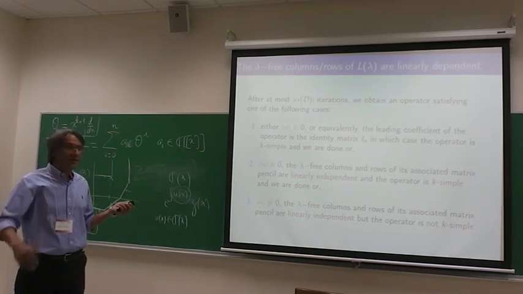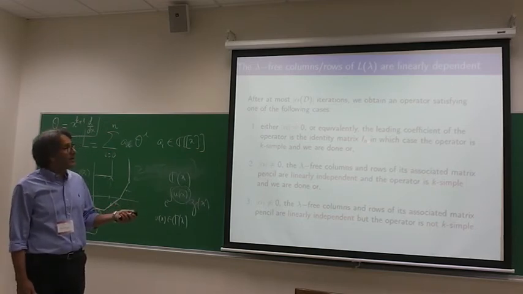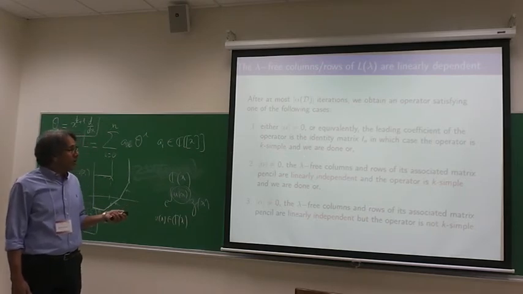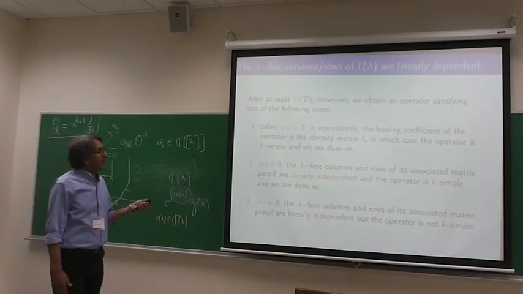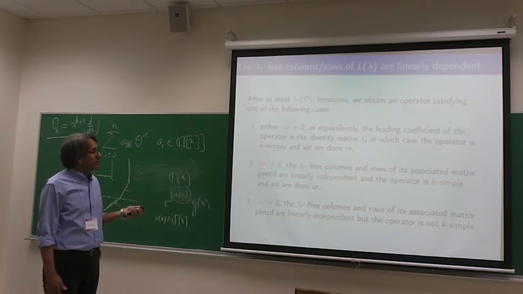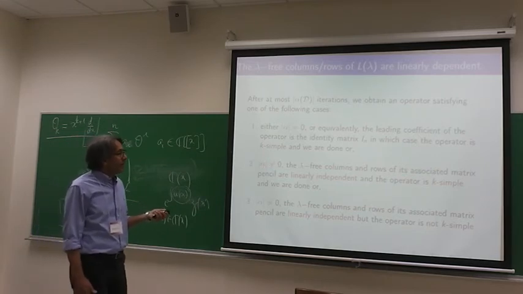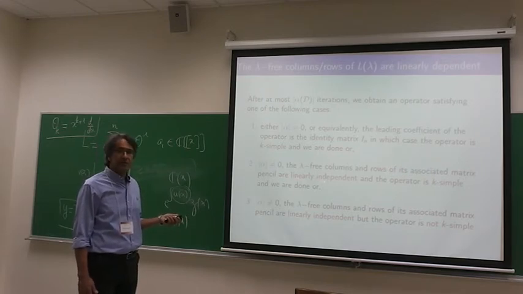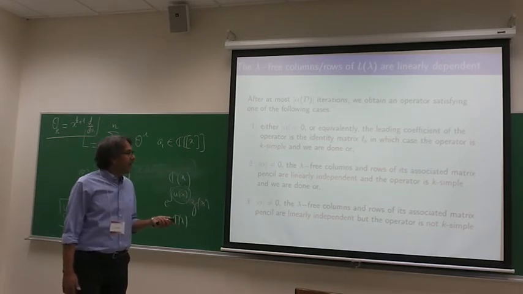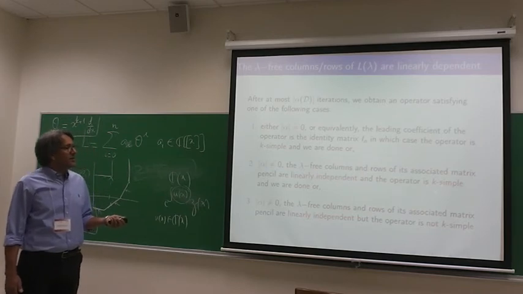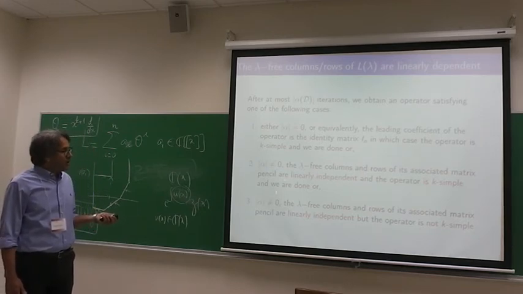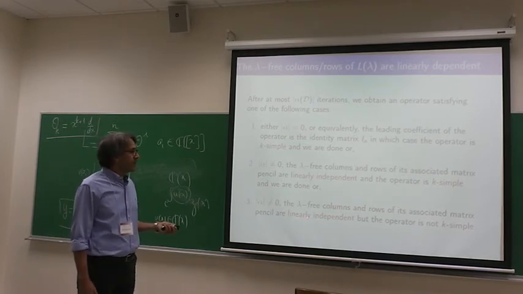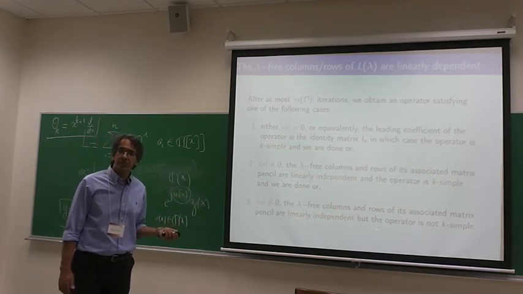Then by repeating this procedure at most alpha times, we either obtain a system with a multi-rank of length 0, in which case we have a k-simple system, or we get a system with alpha different from 0, but the lambda-free columns or rows are linearly independent. Okay? And the system is k-simple and we are done, or they are linearly independent, but the system is not simple. Okay?